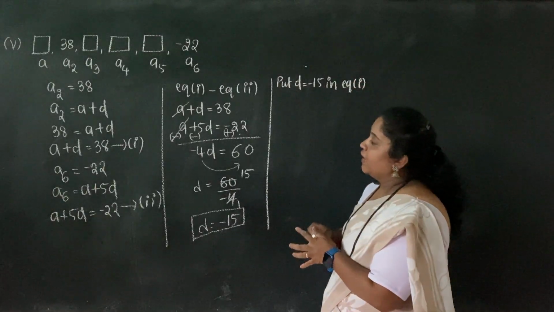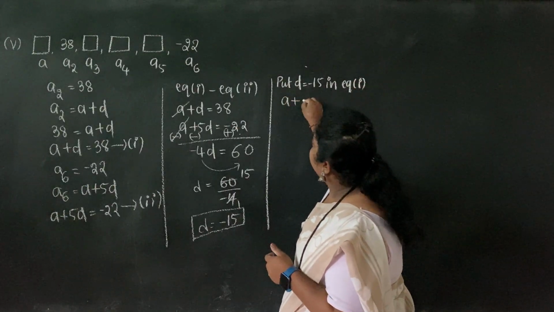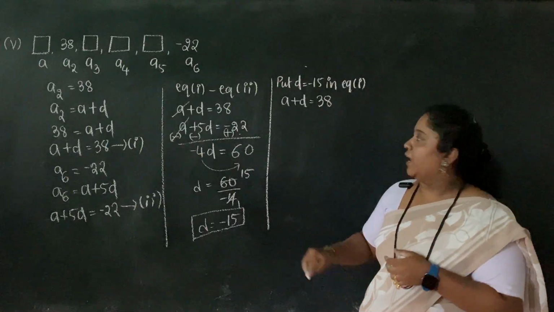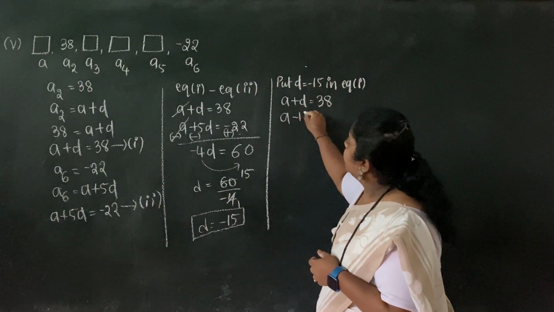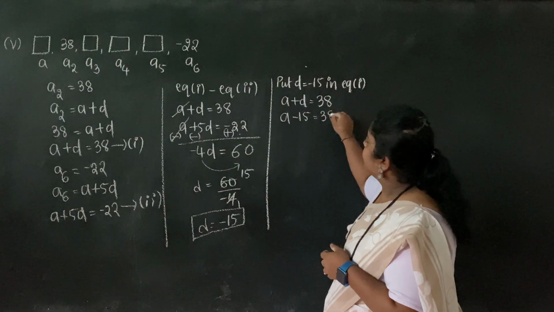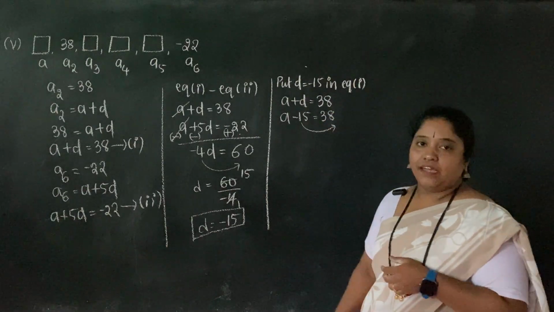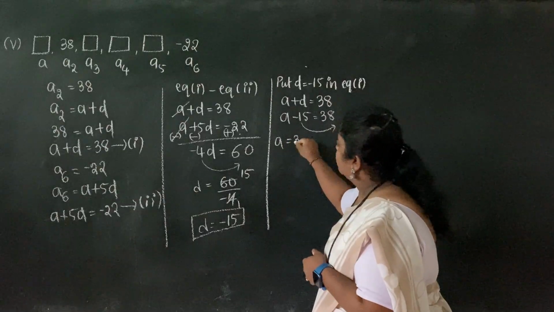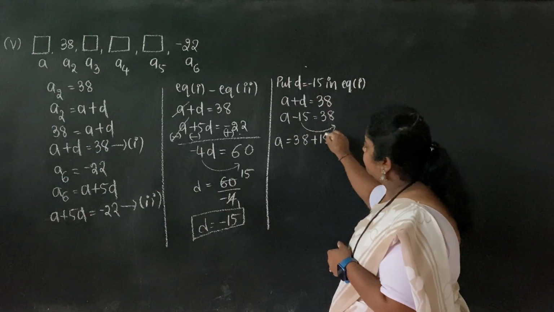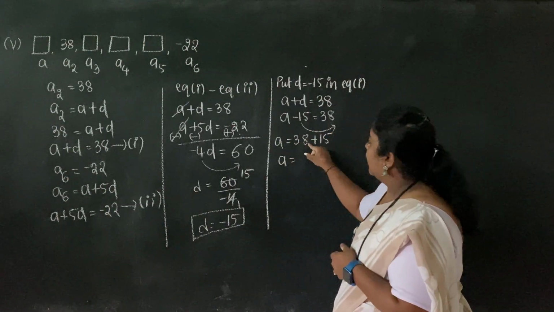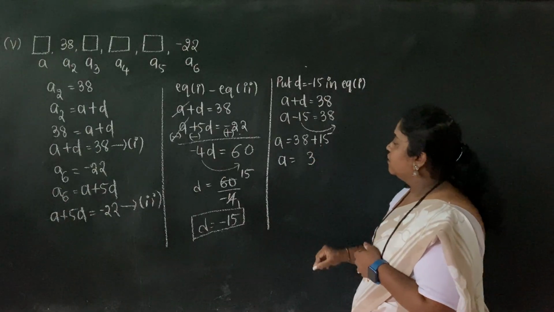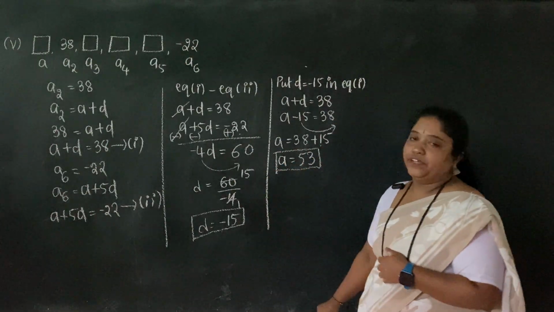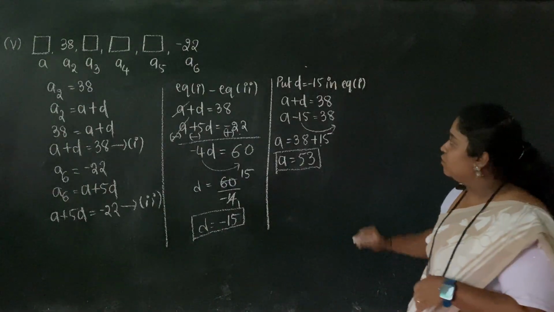Okay, what is there in equation 1, dears? A plus D is equal to 38. And D value I got minus 15. A minus 15 is equal to 38. Bring minus 15 to the side. Minus 15 turns to be plus 15. So A is equal to 38 plus 15. Calculate the A value. 8, 5, 13, carry 1. 3, 2, 5. So I got A is equal to how much, dears? 53. A is equal to 53.